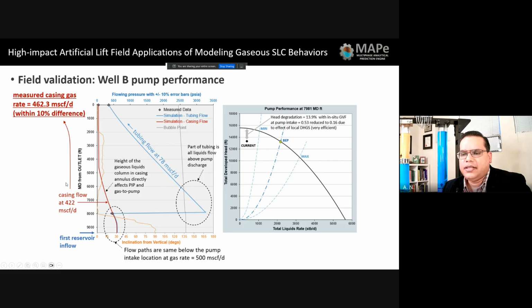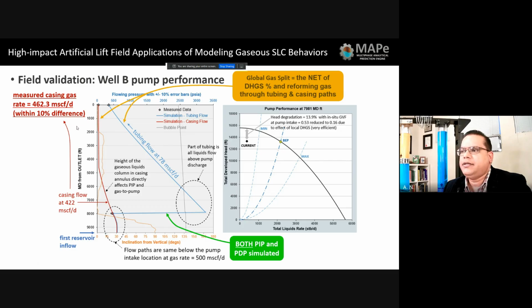And when we compare this simulation to the measured casing gas rate, this is plenty good from a directionally right standpoint and from an engineering standpoint. And this demonstrates a whole new capability for calculating the net downhole gas separation efficiency, keeping in mind that this gas separation efficiency includes the reforming gas through the tubing and casing path. It's a very, very advanced calculation, a first in the world calculation.